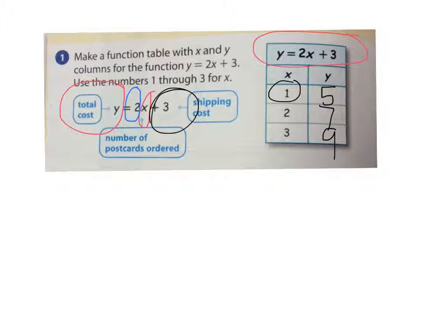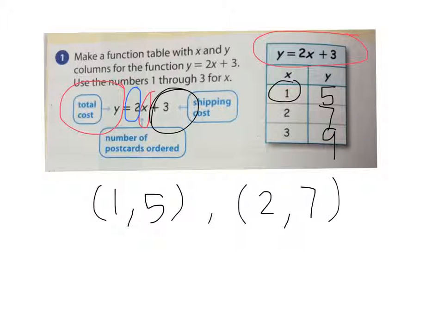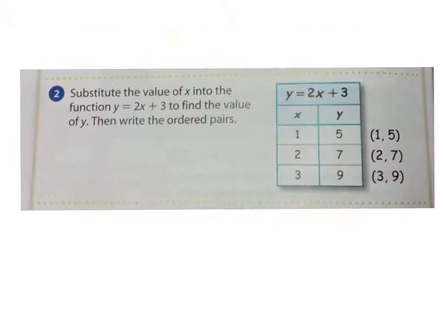So now we have 3 ordered pairs, don't we? We have 1, 5. What else do we have? We have 2, 7. And we have, finally, 3, 9. So in order to graph this function, we already did this. Substitute the value of x into the function y equals 2x plus 3 to find the value of y. Then write the ordered pairs. That's what we just did.